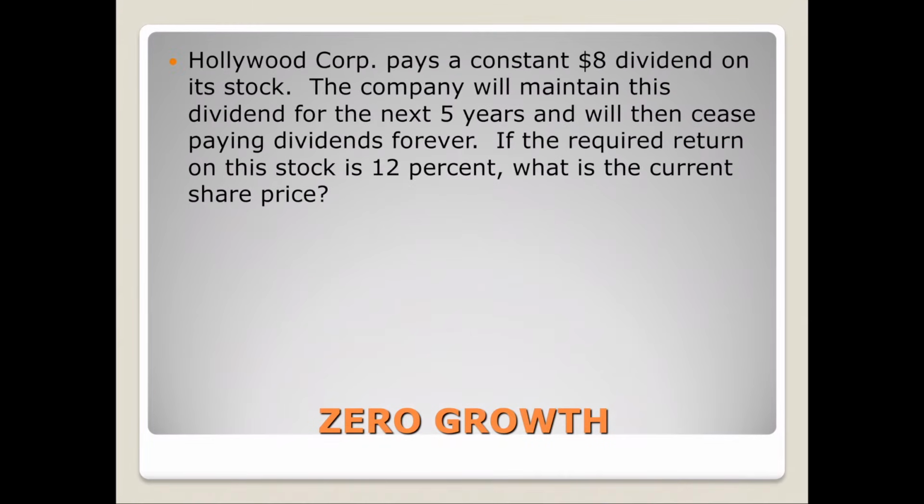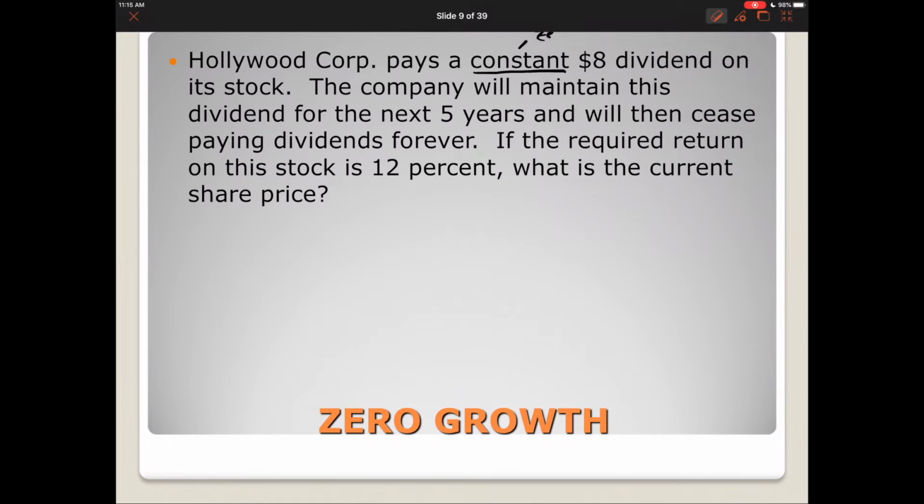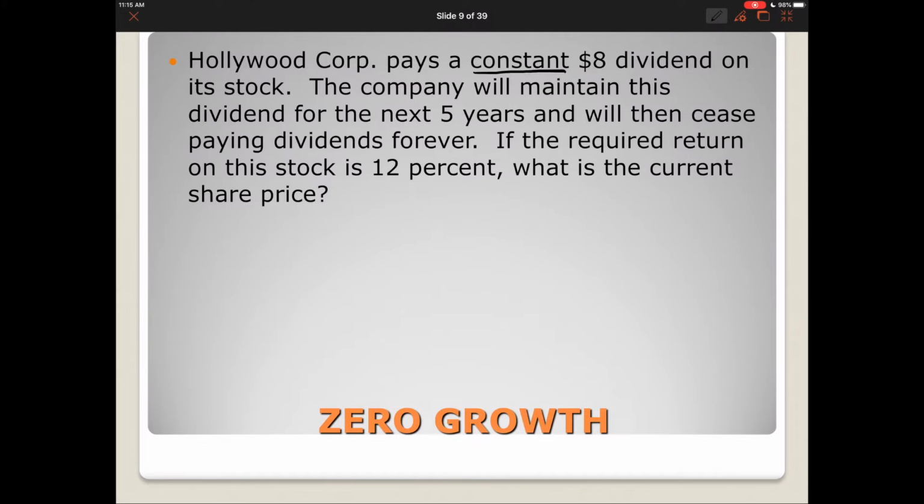Let's take a look at another example. So here Hollywood Corporation pays a constant $8 dividend on its stock. So what we have is zero growth. It is a constant cash flow. And the company will maintain this dividend for the next 5 years, and then it will cease paying dividends forever. If the required rate of return on this stock is 12%, what is the current share price?